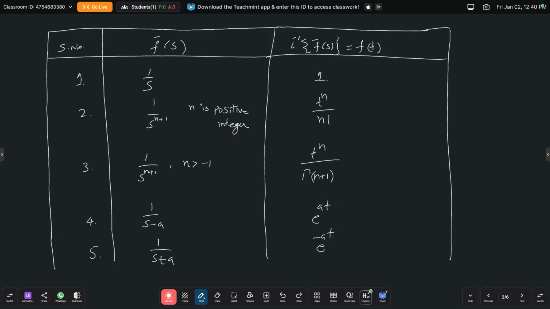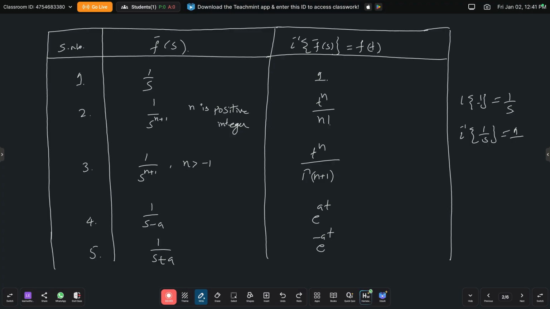Here I am writing some formulas. L of 1 equals 1 by s. So L inverse of 1 by s equals 1.